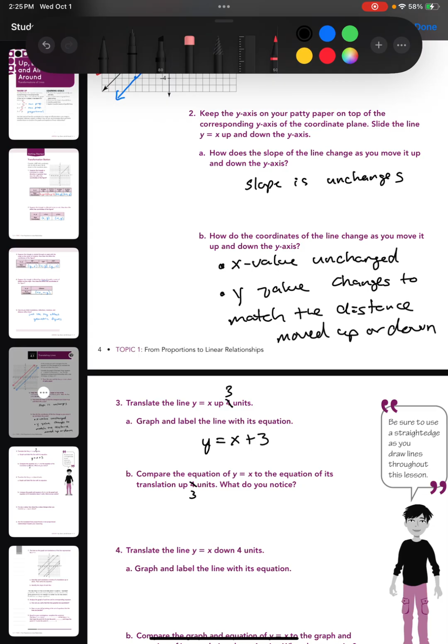So if we compare that equation with the equation of it translated 3 units up, what do we notice? It's the same slope. And the y-intercept moved from 0, 0 to 0, 3, because I moved it up 3 units.